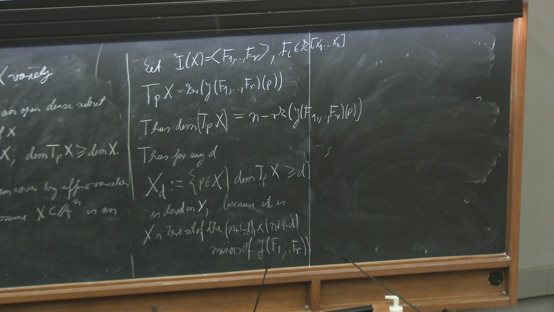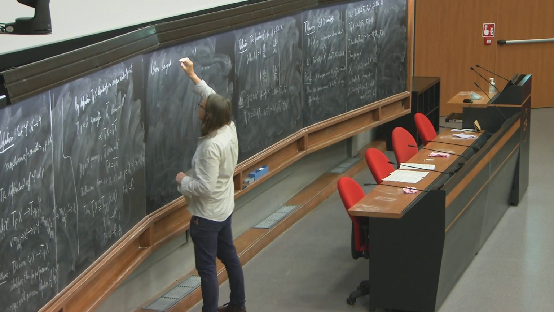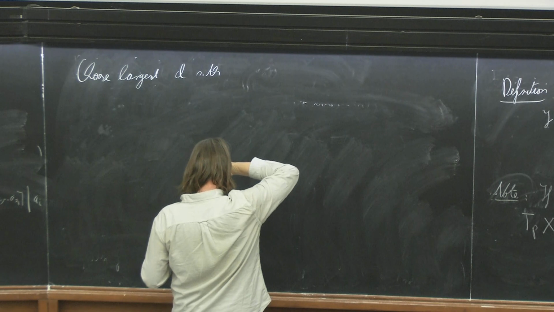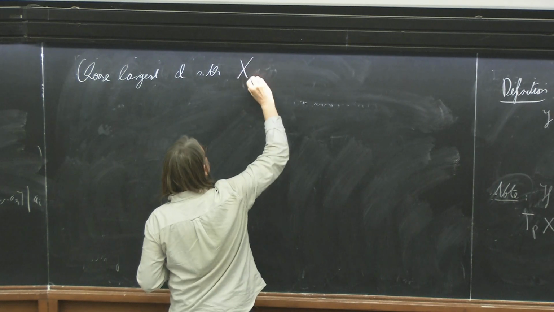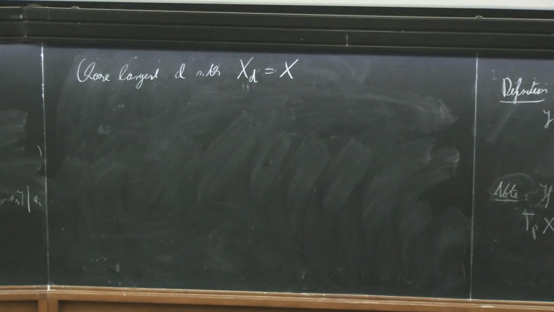These sets are all closed. So we choose the largest d such that X_d is equal to X. We are requiring that the dimension of the tangent space is bigger or equal to d. If we take d small enough, we could take it minus 10 or whatever, then it's certainly the whole of X. And when we make it larger, there will be a last time when this is still the whole of X.